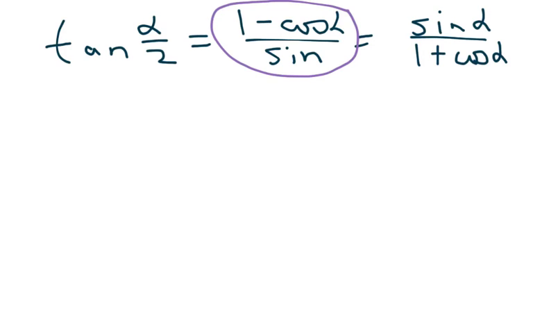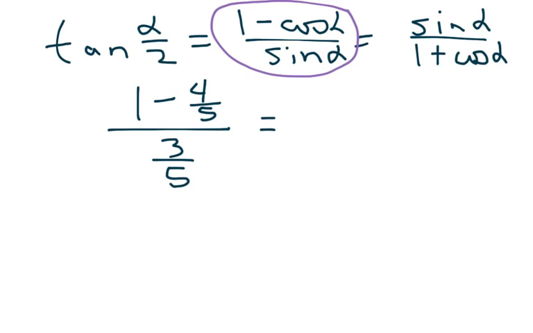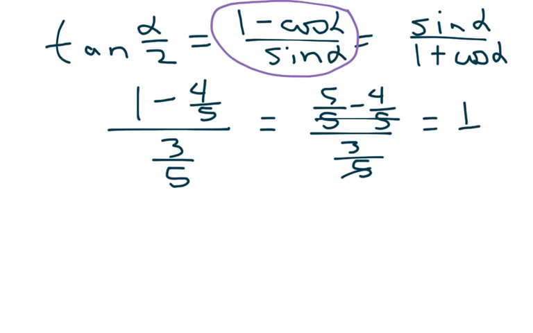So I have 1 minus cosine of alpha here, 1 minus 4/5 over 3/5, which equals 5/5 minus 4/5 over 3/5. The 5's cancel, so that equals 1/3. And you're done. 15 minutes.